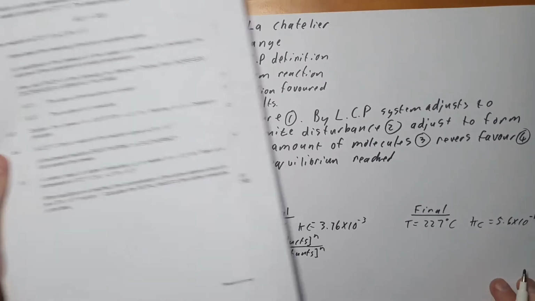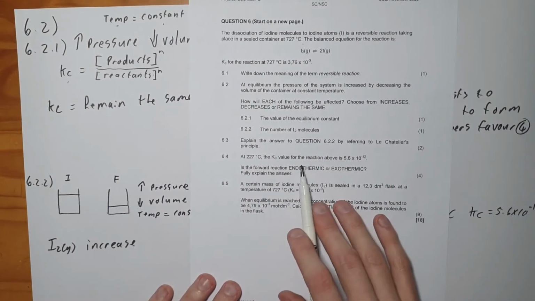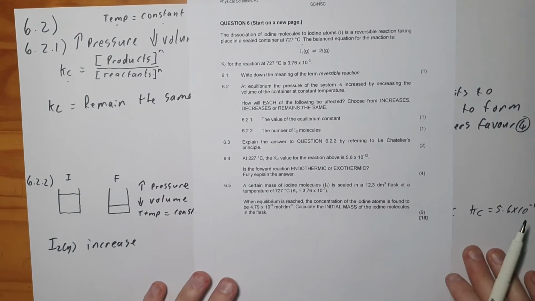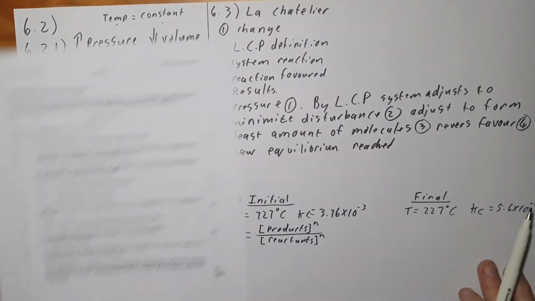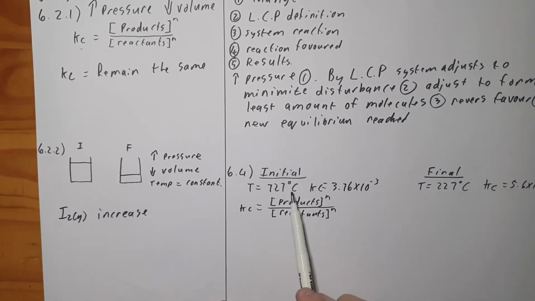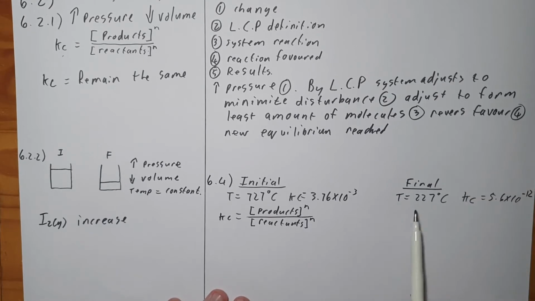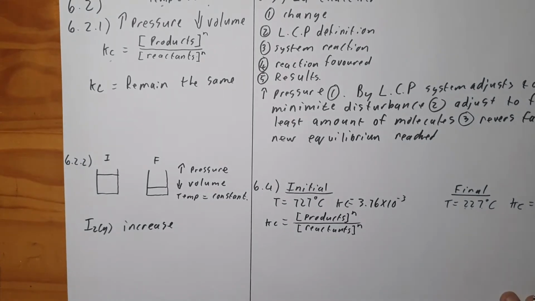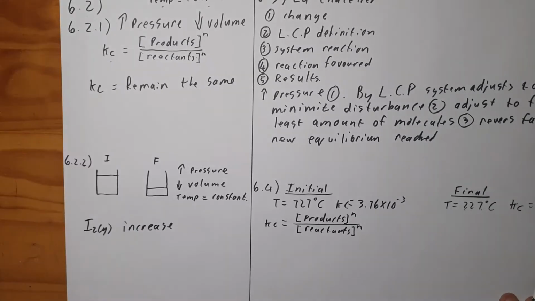Now 6.4 says at 227 degrees Celsius, the Kc value of the reaction above is 5.6. So we can see there's a change in the Kc value. Then they ask, is the forward reaction endothermic or exothermic? Initially we had 727 degrees Celsius and a Kc value of 3.76 times 10 to the negative 3. Then there was a decrease in temperature, which means it's now at 227 and my Kc value has decreased as well. So let's have a look at what's happened to the Kc value, because then it asks, is it endothermic or exothermic?